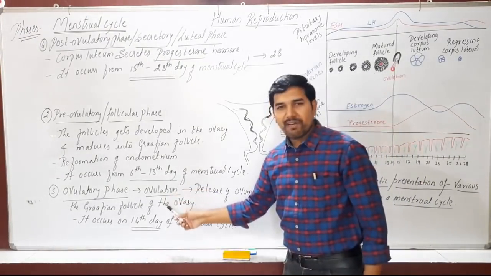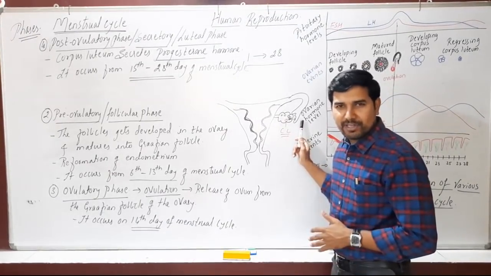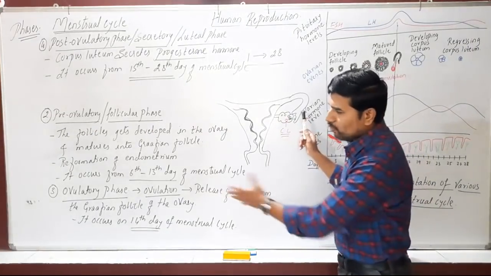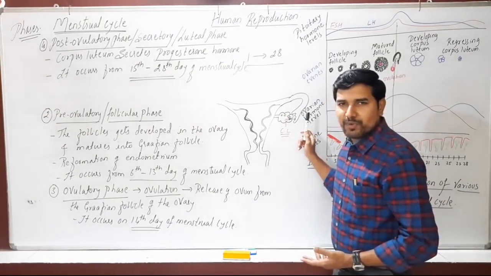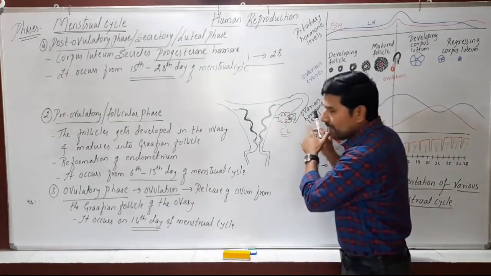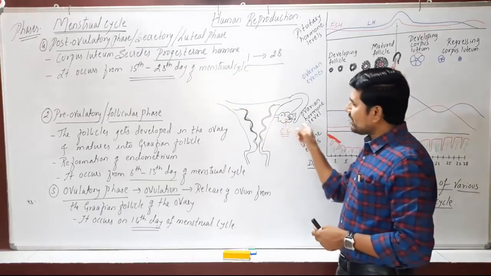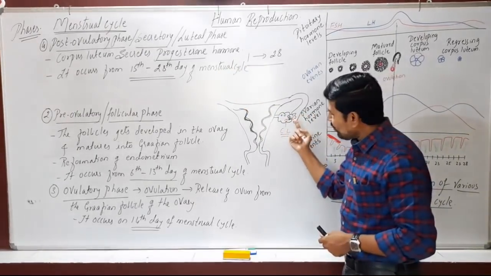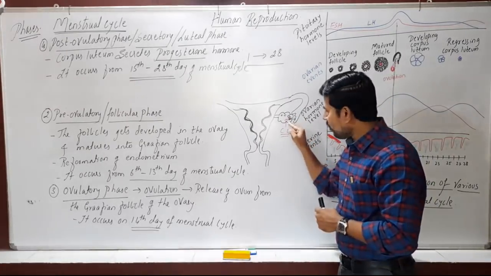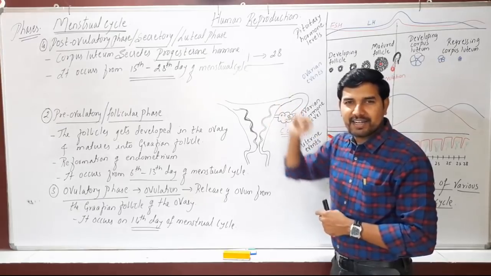Then in the ovulatory phase, there is release of the ovum from the Graafian follicle, which occurs exactly on the 14th day of the menstrual cycle. That's why it is called the ovulatory phase. In the ovulatory phase, nothing more changes will occur. The endometrium will be reforming continuously only. The ovum will be released. Then last one, post-ovulatory. After the release of the ovum, the Graafian follicle is converted into corpus luteum, hence the name luteal phase. The corpus luteum starts to secrete progesterone hormone and hence the secretory phase.